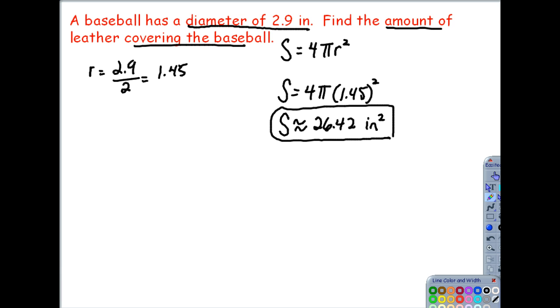This one is a little, not necessarily tricky. You just have to, like the last one, they didn't specifically say find the volume, find the surface area. You had to kind of think about it.